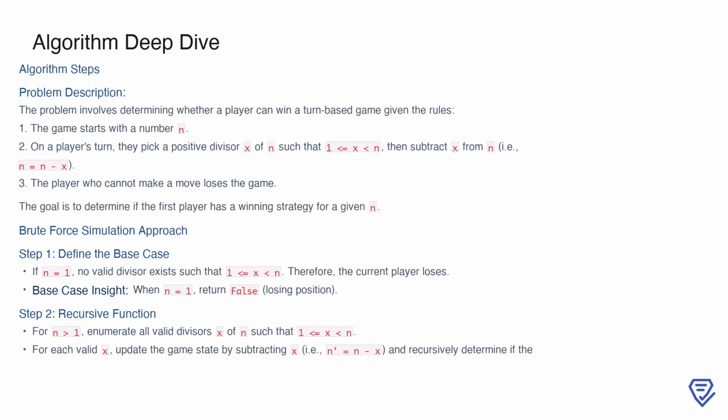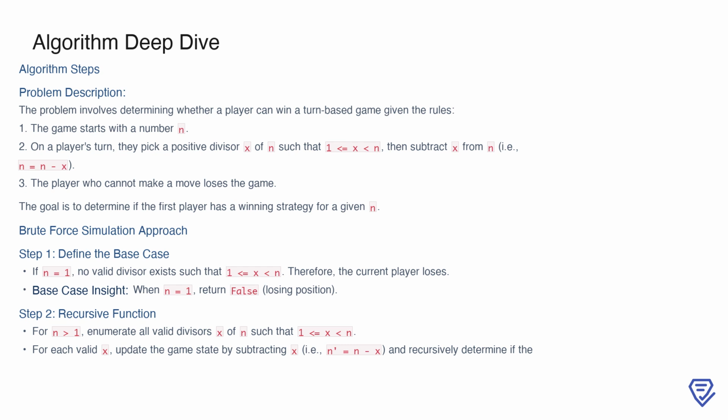To solve this, we can start with a brute force simulation. First, we define the base case: if n equals 1, there are no valid divisors, so the current player automatically loses. This means for n equals 1, the result is false. Next, we build a recursive function to simulate the game for n greater than 1.